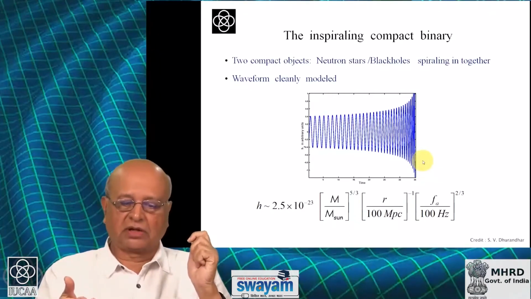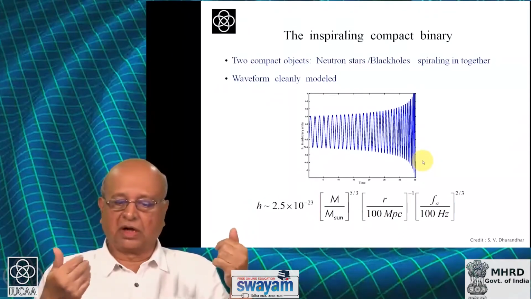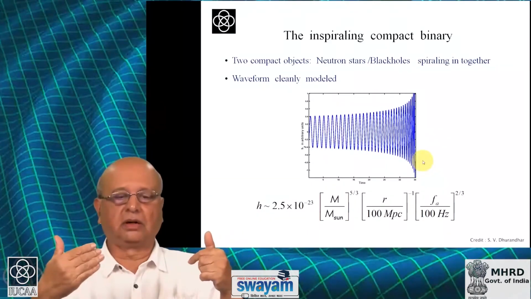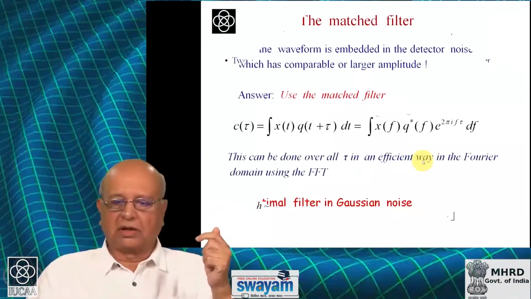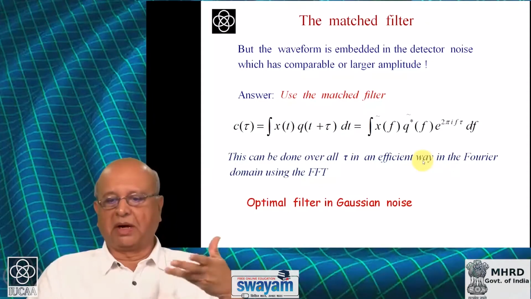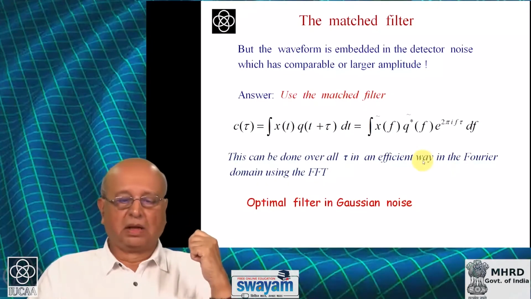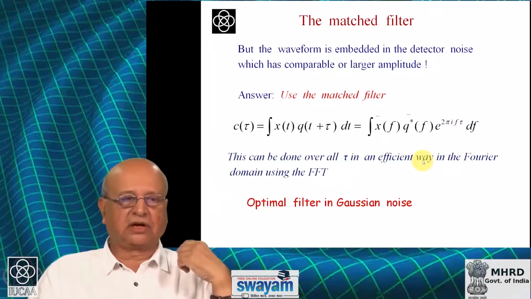So, h is of order 10 to the minus 23, and your noises are also at this level. Clearly, you need to pull out the signal from the noise. So, this is the signal. We use the matched filter, since the waveform is embedded in detector noise which has comparable or larger amplitude. So, that is the answer.